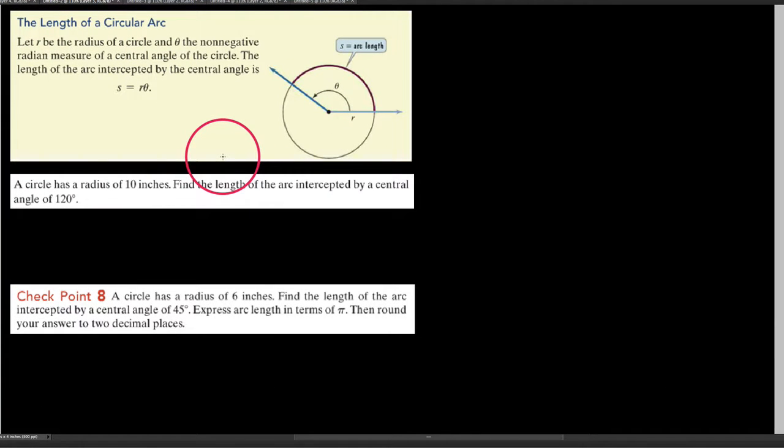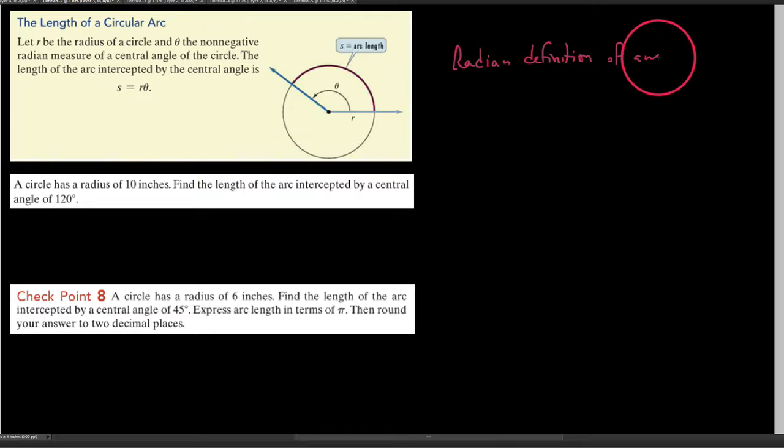Okay guys, in this video we're going to be calculating the arc length on a given circle that is intercepted by some central angle theta in the circle. And so what we're going to start by doing is just referring to our radian definition of an angle here.